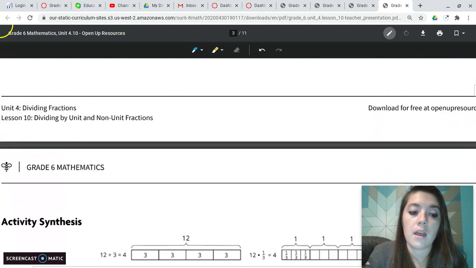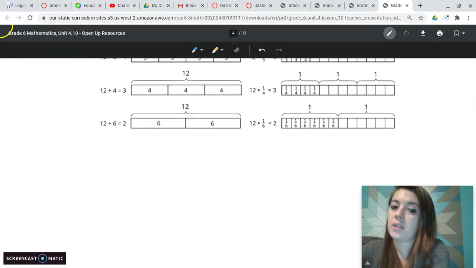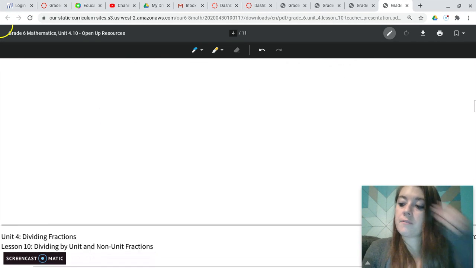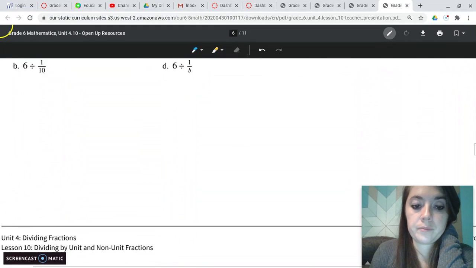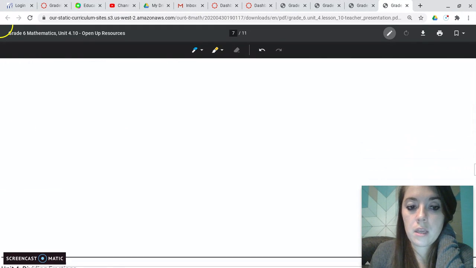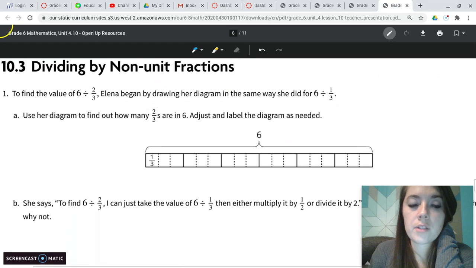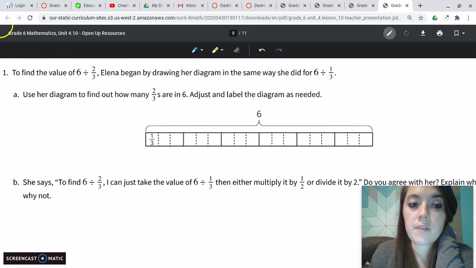Very helpful. All right, the next thing we're looking at is dividing by non-unit fractions. All right, so to find the value of 6 divided by 2/3, Elena began by drawing her diagram in the same way she did for 6 divided by 1/3. Use her diagram to find out how many 2/3 are in 6. Adjust and label the diagrams as needed.